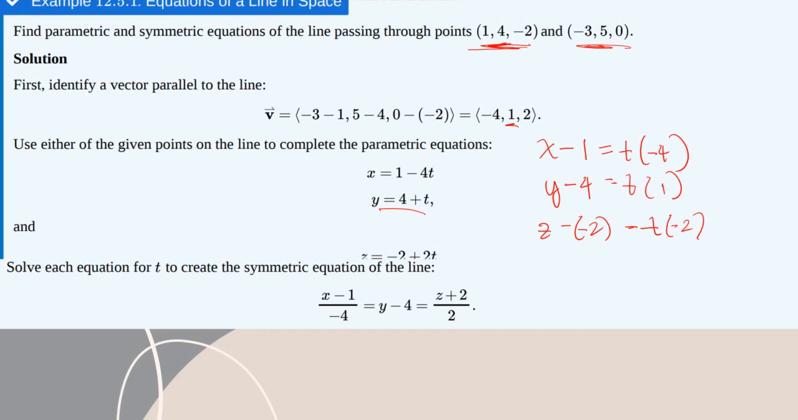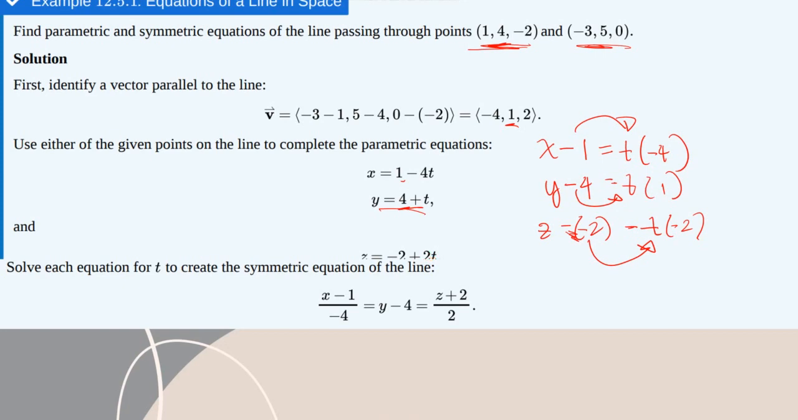Okay, so let's continue. From here, I can transpose. I will have positive 1. Negative 4 times t is negative 4t. Transpose na ko na siya diha, I will have 4 plus t. And transpose po na ko na diha, I will have negative 2. Kaya ma-positive man ni. Negative 2 plus 2t.